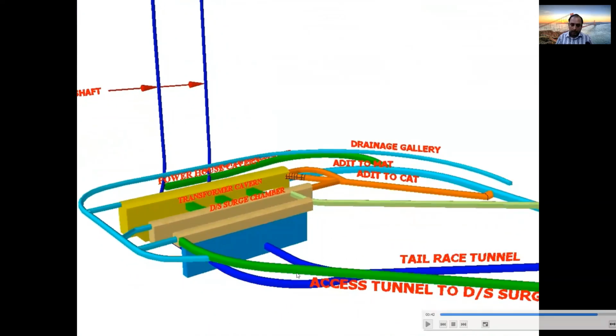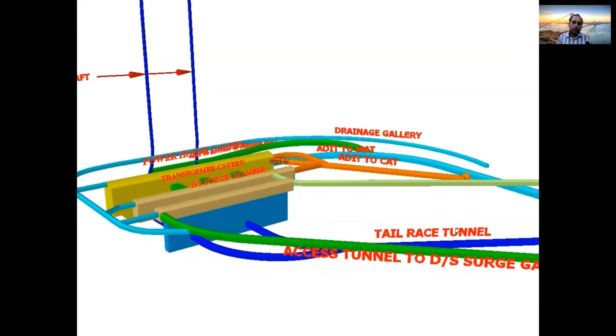This green color tunnel is the access tunnel to the downstream surge tank, because you need some access there also, plus the top of the water level at the downstream surge chamber should be at atmospheric pressure. That's why you need an access tunnel. And then adit to construction, adit to main access tunnel, and then there are access tunnels, and then the drainage galleries, and finally out of this downstream surge chamber you have a tail race tunnel. This blue color tunnel is the tail race tunnel which goes back into the river.